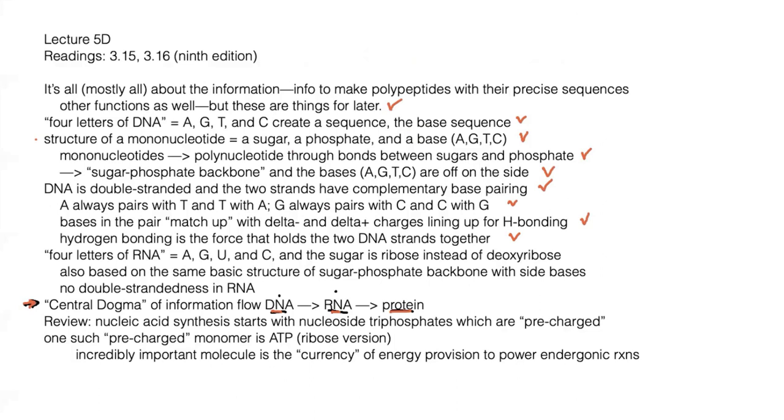We completed the discussion of RNA. The 4 letters of RNA are A, G, U, and C. I had a little bit of difficulty with that U, but you got it, right? You don't have to recut the entire video just to correct that little thing. Okay, the basic structure of RNA is the same, sugar phosphate backbone with side bases, although we don't have the double-strandedness in RNA. Okay. Central dogma, we've been through that a couple of times.